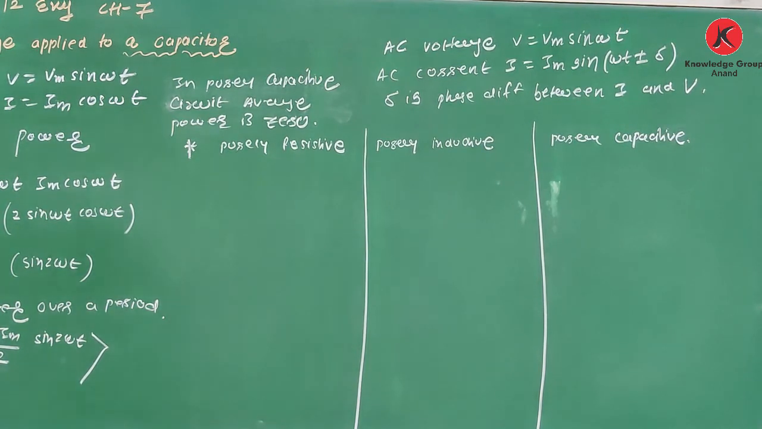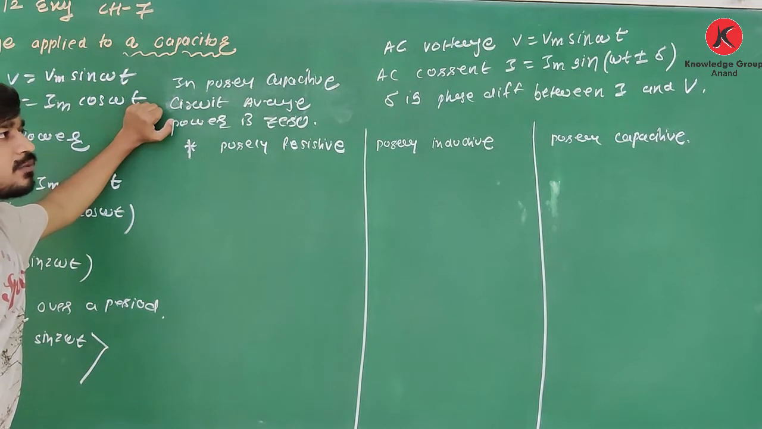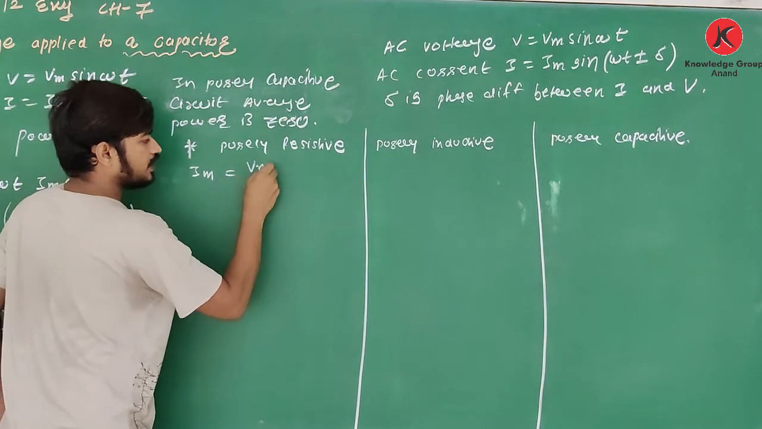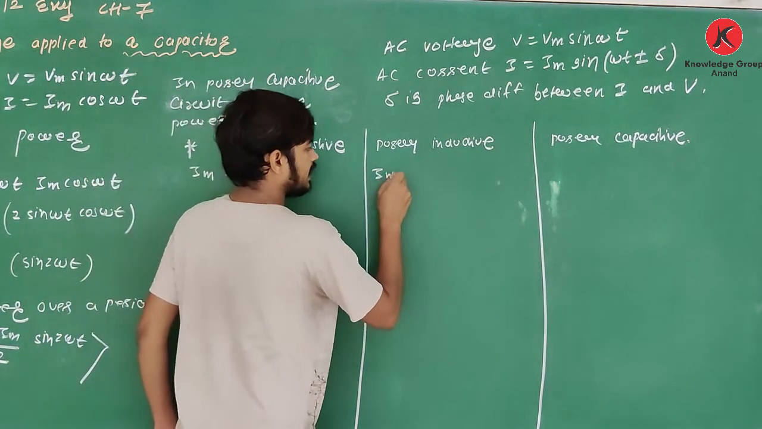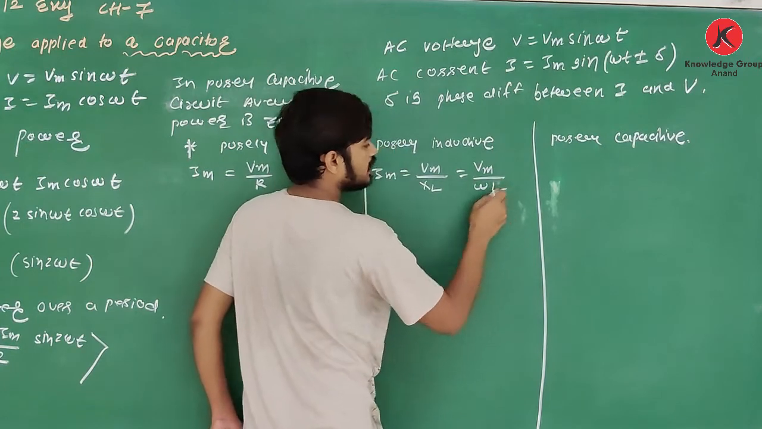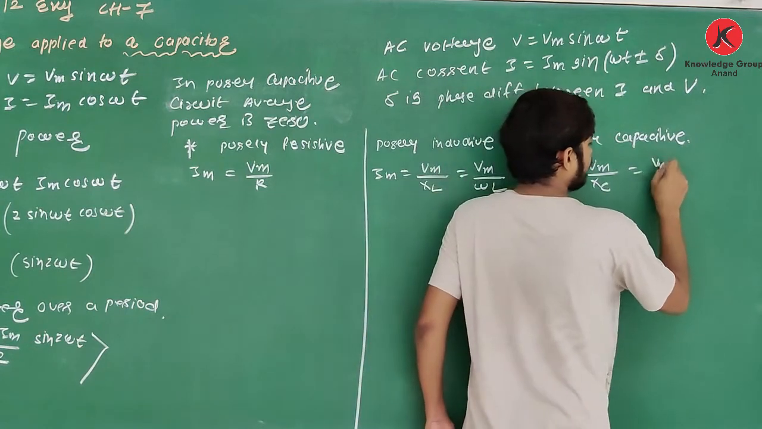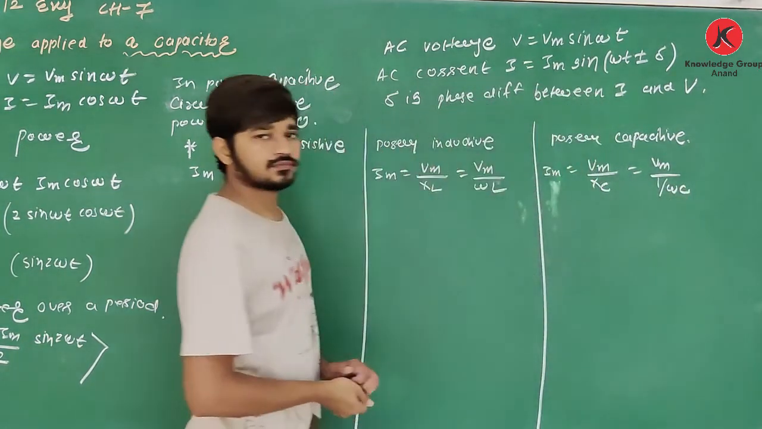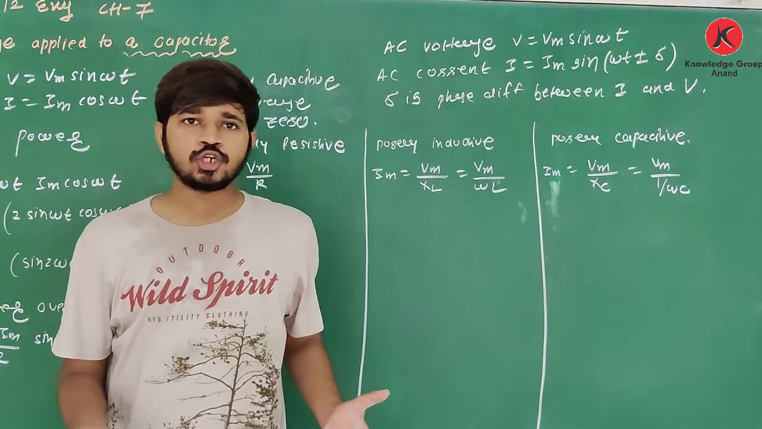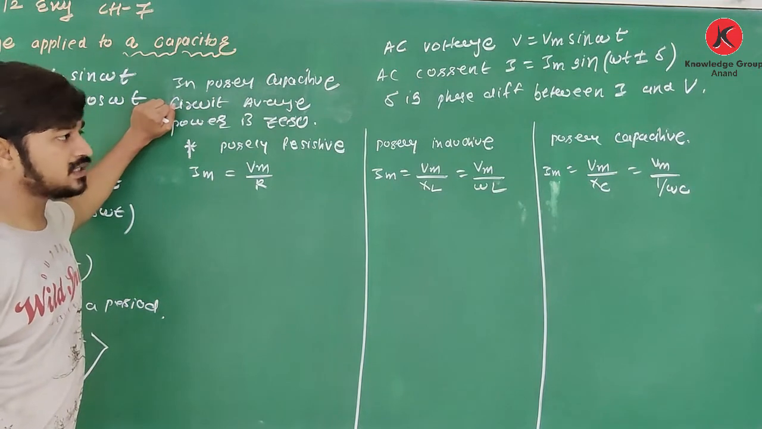Now, AC voltage V is equal to Vm sin omega t, in three cases the same. AC current I is equal to Im sin omega t plus or minus del, where Im is equal to Vm upon R in the resistive case, Vm upon XL or Vm upon omega L in the inductive case, and Vm upon Xc or Vm upon 1 upon omega C in the capacitive case. Yes, resistance, inductive reactance, capacitive reactance. Yes or no? Yes, it is. So you have to remember these three cases.